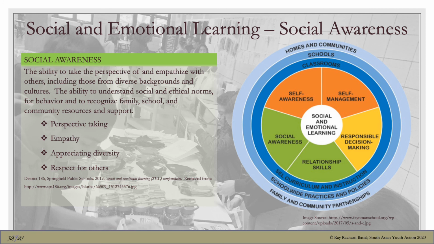Our third bucket is social awareness. Social awareness is the ability to take the perspective of and empathize with others, including those from diverse backgrounds and cultures. The ability to understand social and ethical norms for behavior and to recognize family, school, and community resources and support. So, with social awareness, the user is mastering perspective taking, empathy, appreciating diversity, and respect for others.